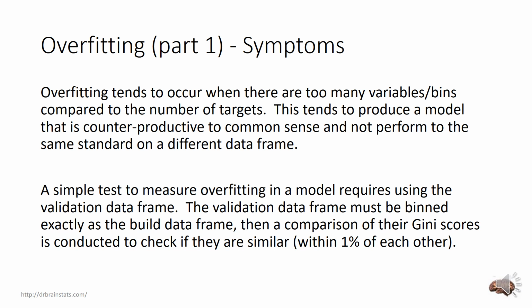Now, overfitting. Overfitting tends to occur when there are too many variables or bins compared to the number of targets. This tends to produce a model that is counterproductive to common sense and will not perform to the same standard on a different data frame. A simple test to measure overfitting in a model requires using the validation data frame. The validation data frame must be binned exactly as a build data frame. Then a comparison of the Gini scores is conducted to check if they are similar or within 1% of each other.